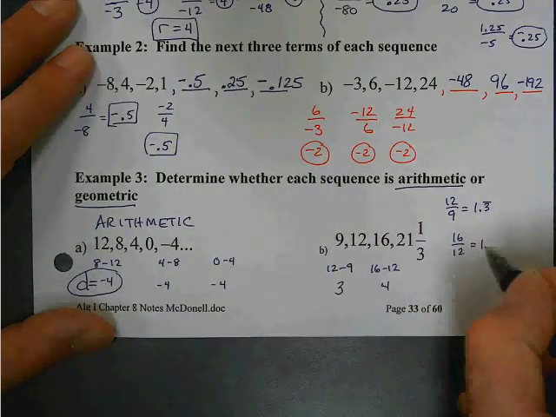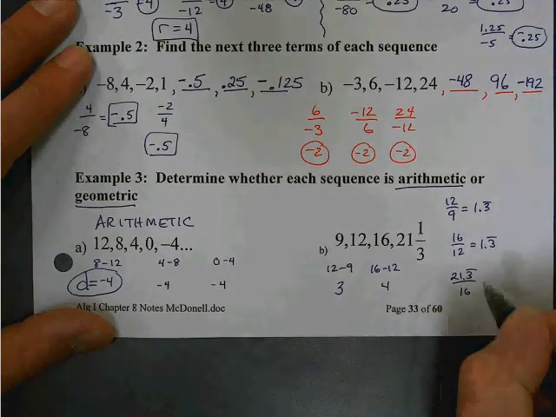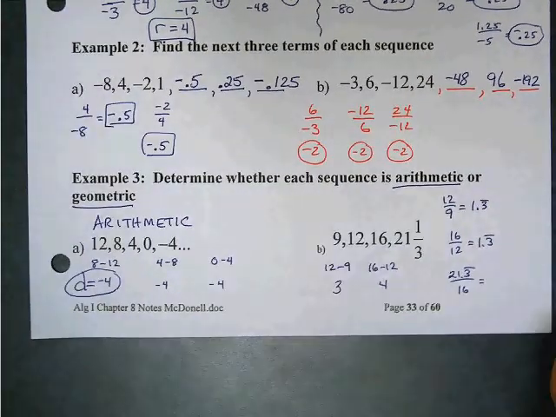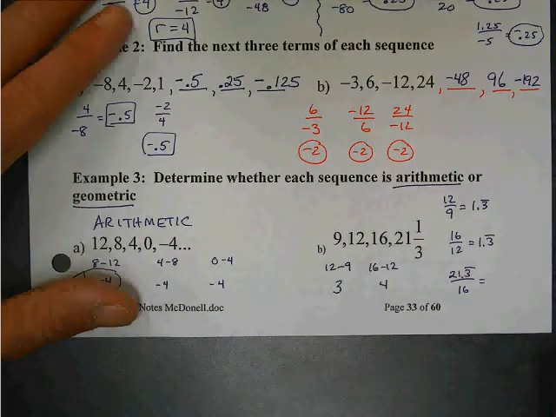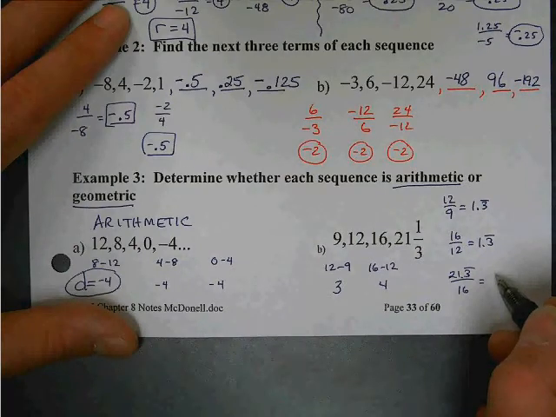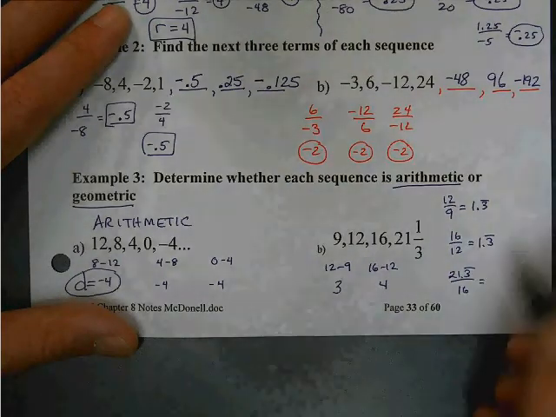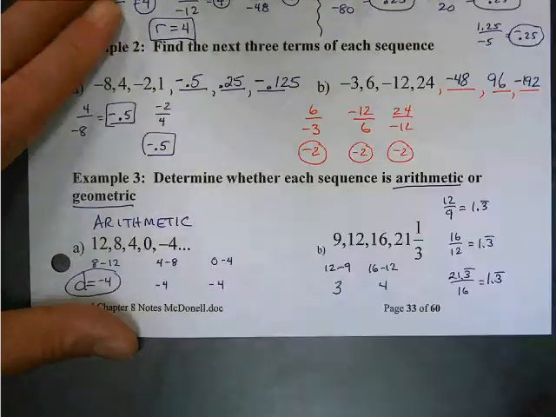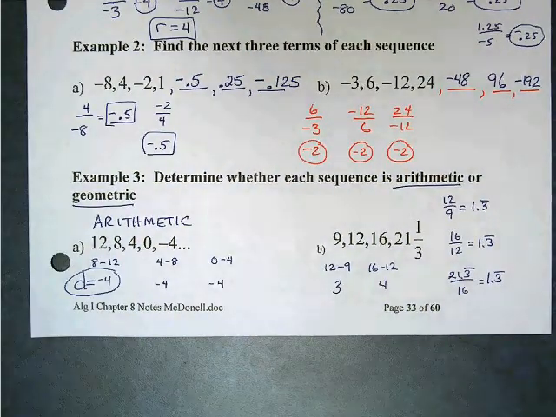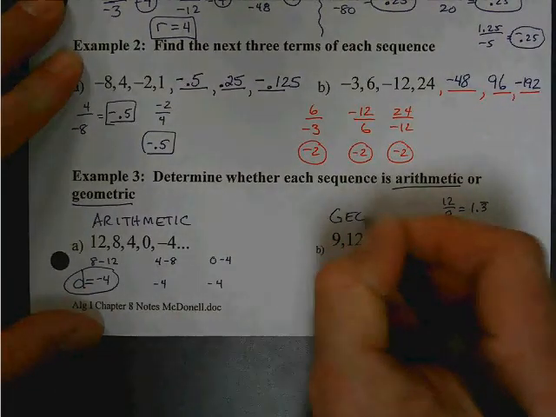Again? Okay, what's 21.3 repeating divided by 16? Is it again 1.3 repeating? Let's check it. Does it work? Yeah. Okay. Therefore, what can we say about this sequence? It's geometric. All right? So we're trying to be able to determine, is something arithmetic or geometric?